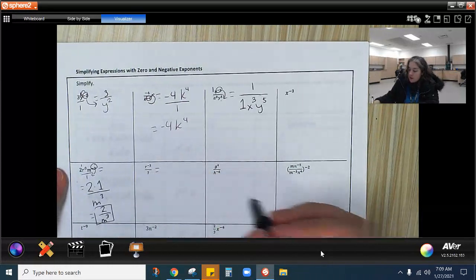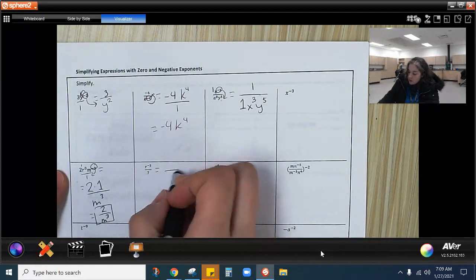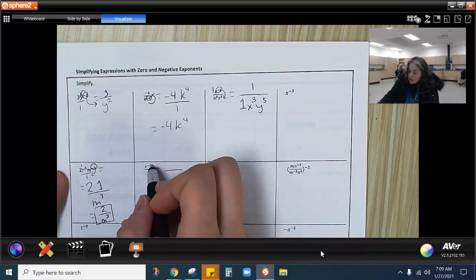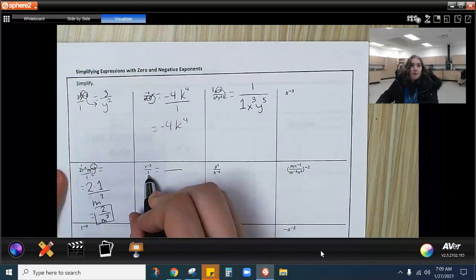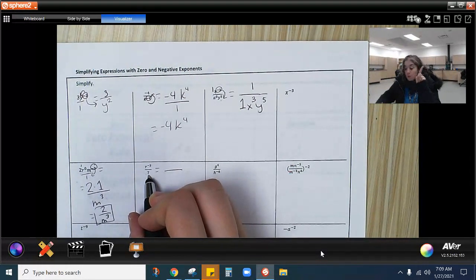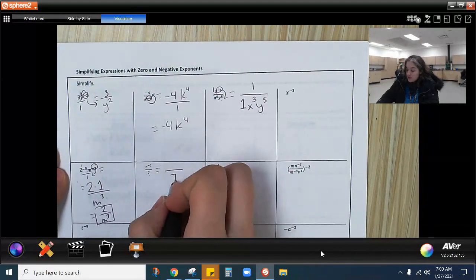All right, let's take a look at our next one here. We've got an r to the -3 over 7. What is the exponent of this 7? He has an exponent. It's 1. So what do we need to do with the 7? He's got a happy little 1 there. Nothing. We just leave our 7.